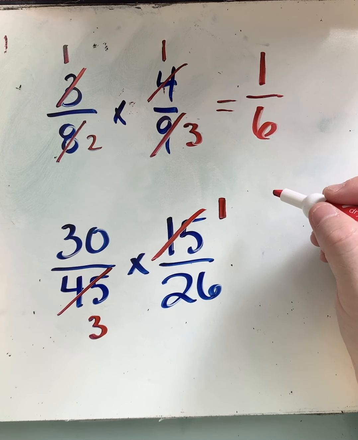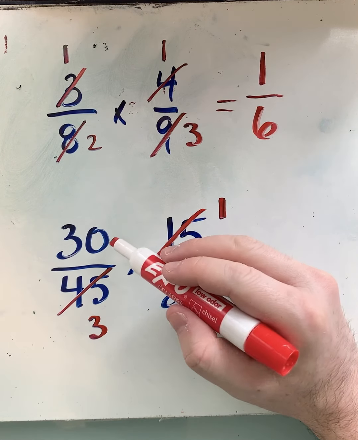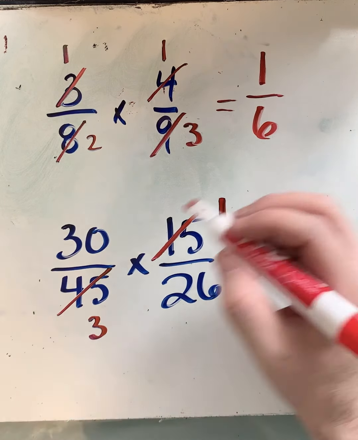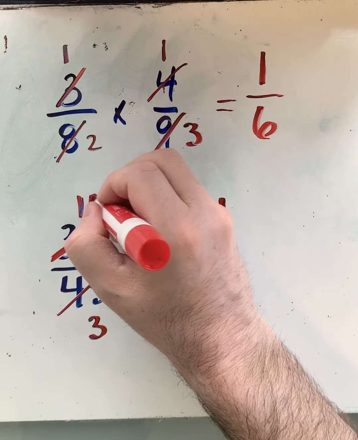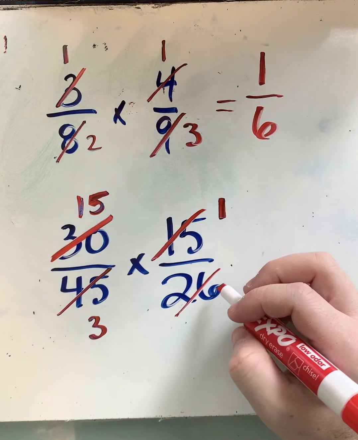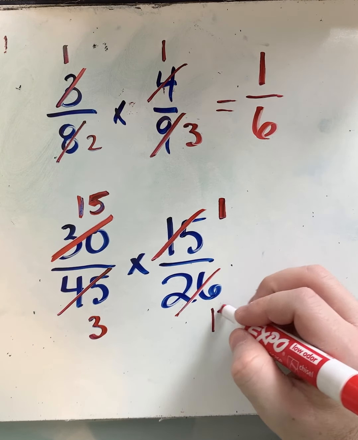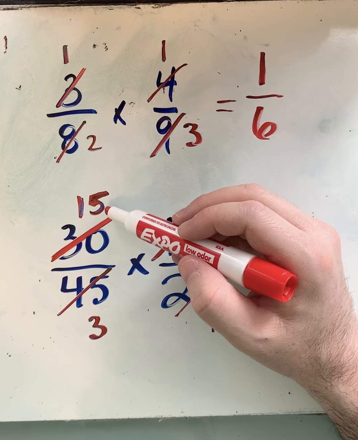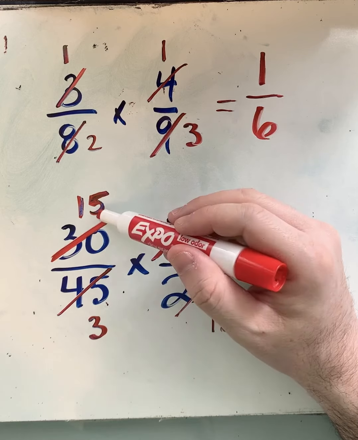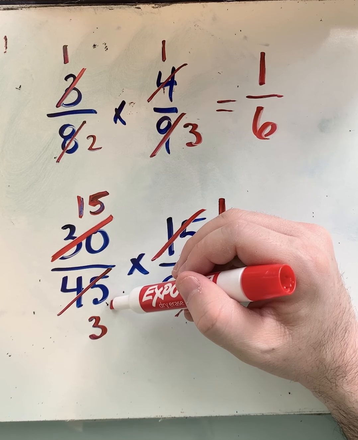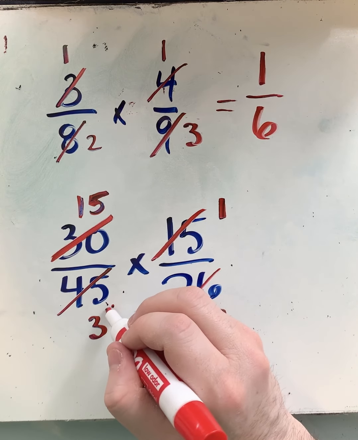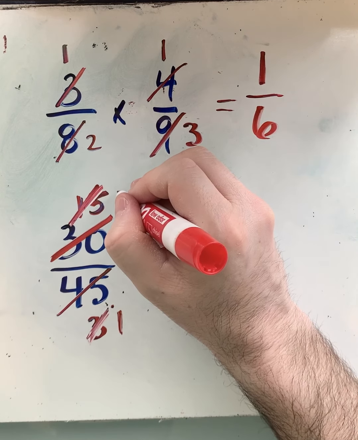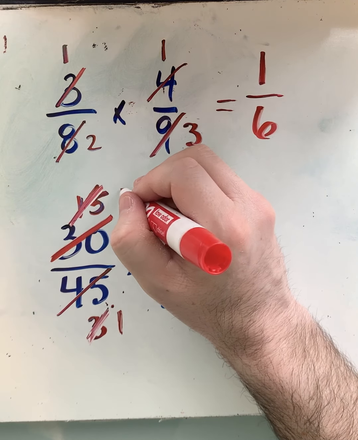What else do I see? Oh, I see 30 and 26 are both even numbers. So I'm going to divide them by 2. So I'm going to get 15 up here, and I'm going to get 13 down here. And I'm looking, and I see a 15 and a 3. And I know that 15 and 3 both share a common factor. So this 3 now, 3 goes into 3, it's going to become a 1. And 15 divided by 3 is 5.